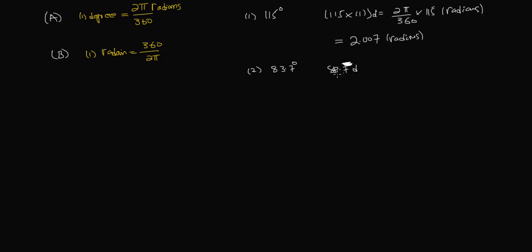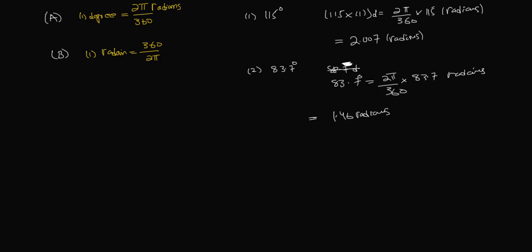So 83.7 degrees, let's just rewrite it. 83.7 degrees is going to be equal to 2 pi divided by 360 multiplied by 83.7 radians. Now if we solve this expression, we're going to get, let's just do one more problem. Okay, so now this one is very interesting.